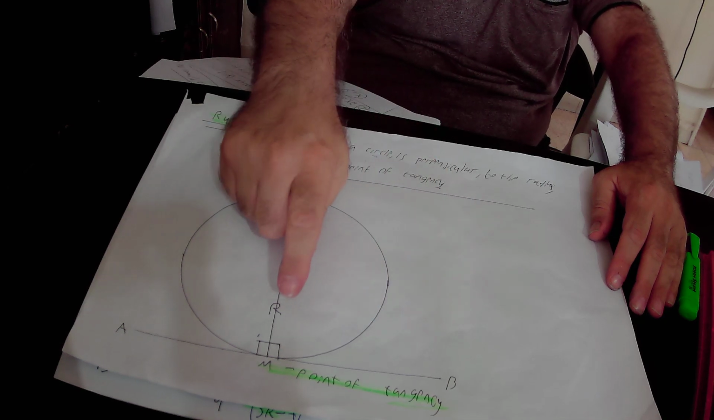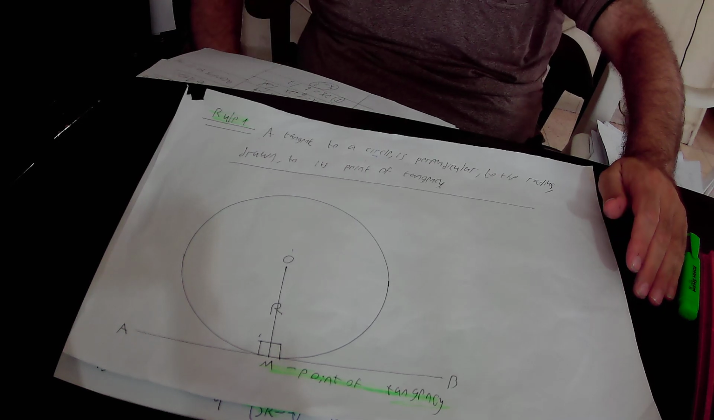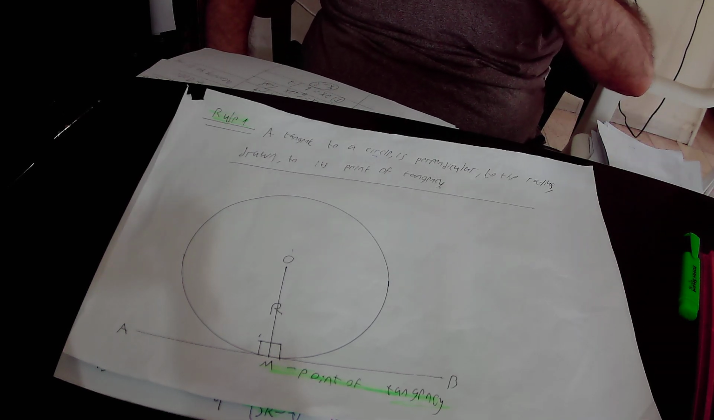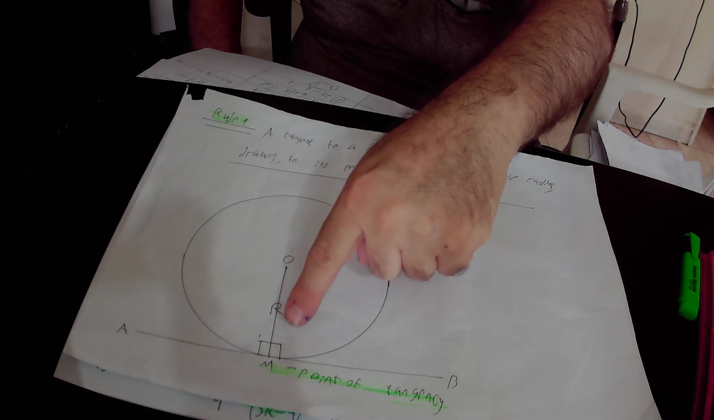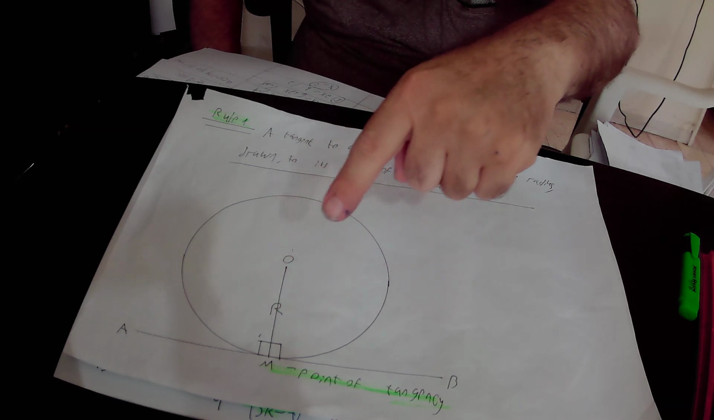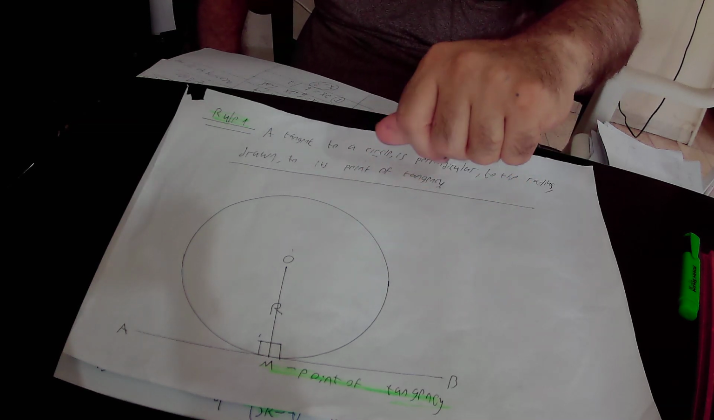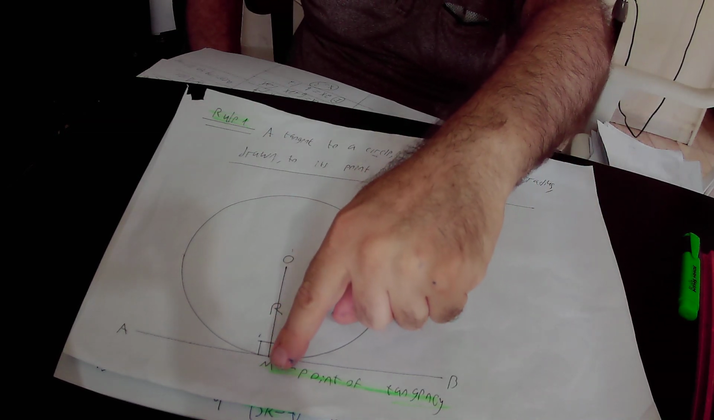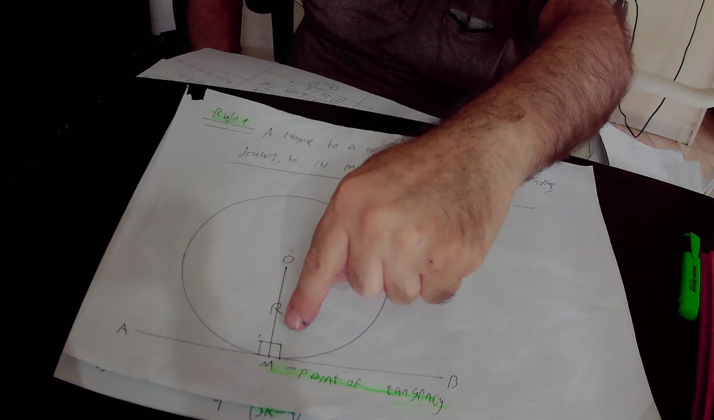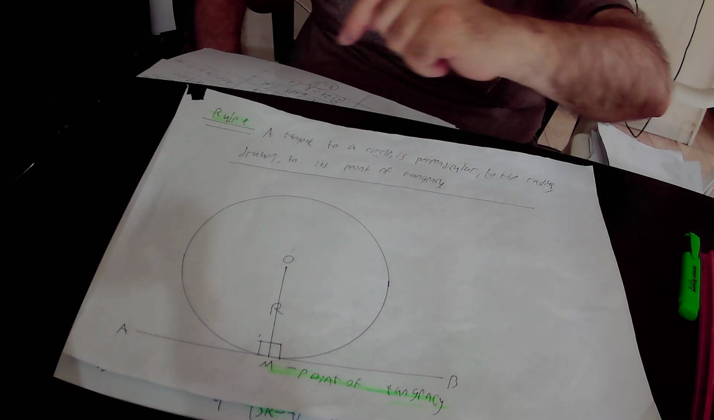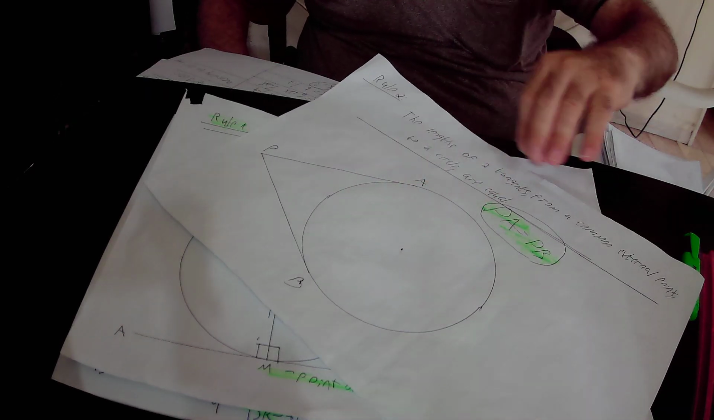We have here tangent AB, which is tangent to this circle at point M. Point M is the point of tangency. And we have the radius OM drawn to the point of tangency. Therefore, this angle equals 90 degrees and this angle also equals 90 degrees. Why? Because whenever you have a radius drawn to the point of tangency, then tangent AB is perpendicular to the radius MO. So if AB is perpendicular to MO, this angle equals 90 degrees and this angle also equals 90 degrees according to rule number 1.